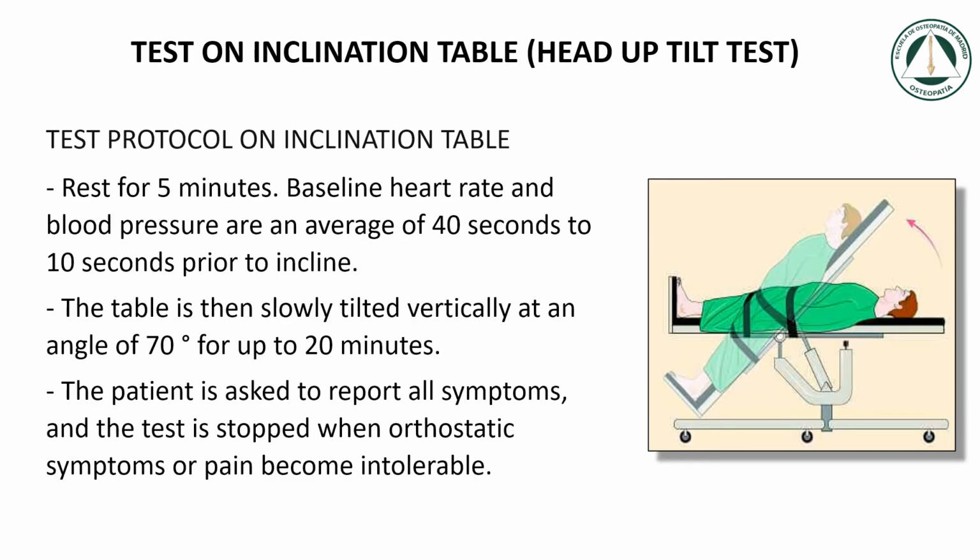Test protocol on inclination table. Head-up tilt test. Rest for 5 minutes. Baseline heart rate and blood pressure are an average from 40 seconds to 10 seconds prior to incline. The table is then slowly tilted vertically at an angle of 70 degrees, for up to 20 minutes. The patient is asked to report all symptoms, and the test is stopped when orthostatic symptoms or pain become intolerable.